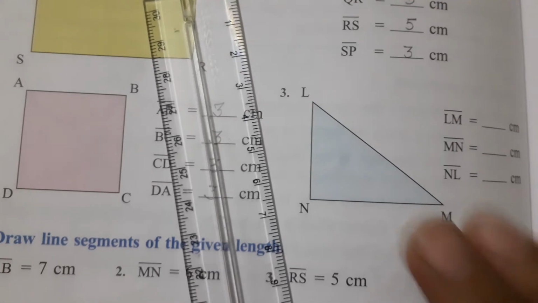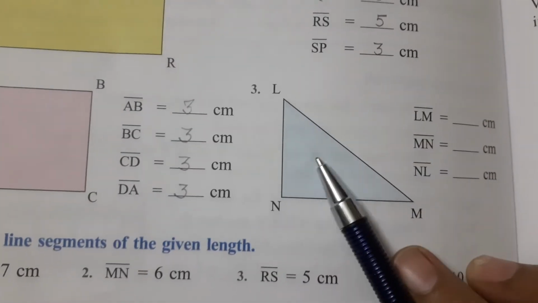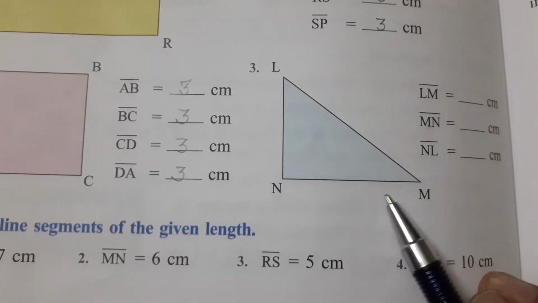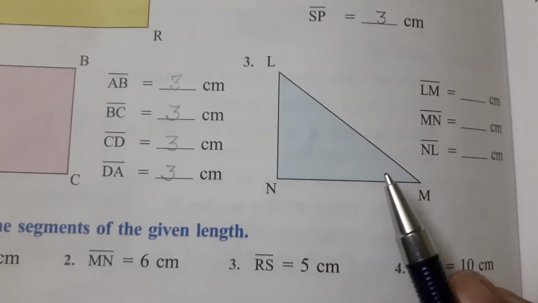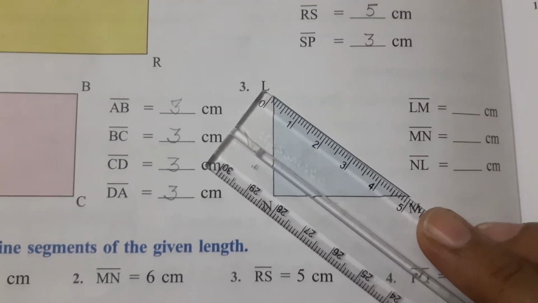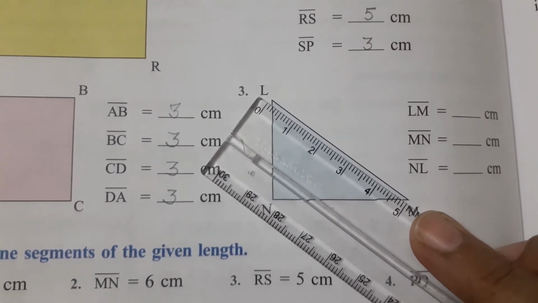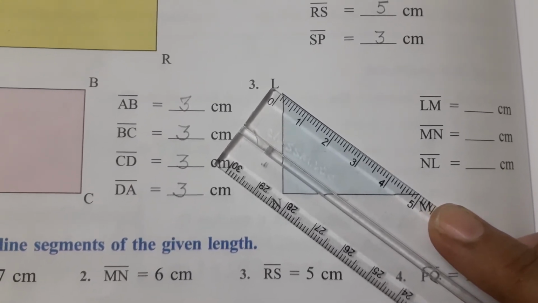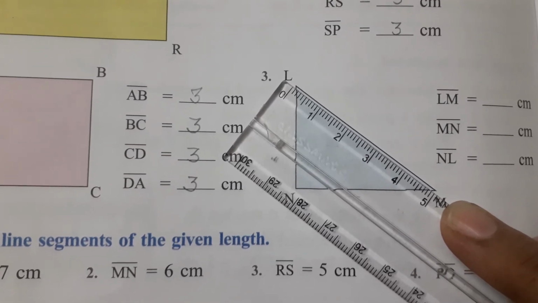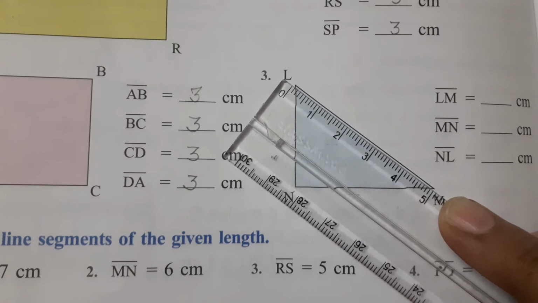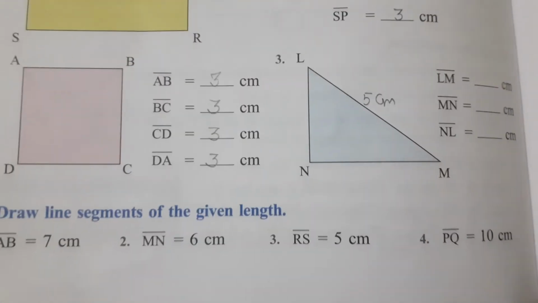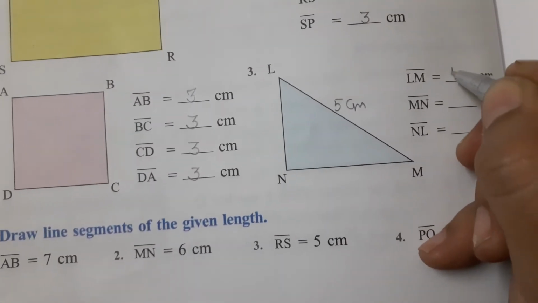Now come to third part. Here you have to measure, this is a triangle, it is made up of 3 line segments, LM this one, MN this one and NL this one. So you have to measure the line segments. Let us measure first LM. Keep your 0 at L and like this measure this line segment. It is 5 centimeter. So the length of LM is 5 centimeter. Right? You can write it here also 5.